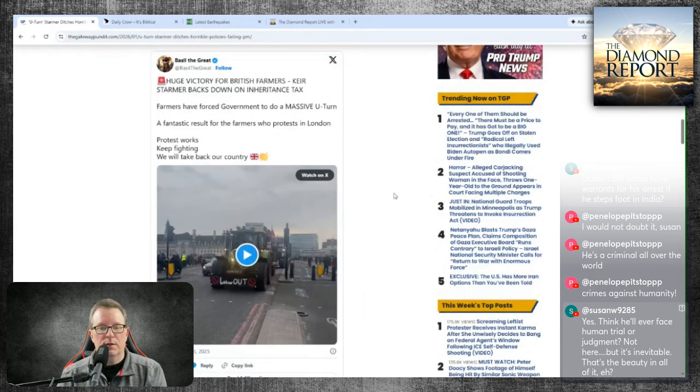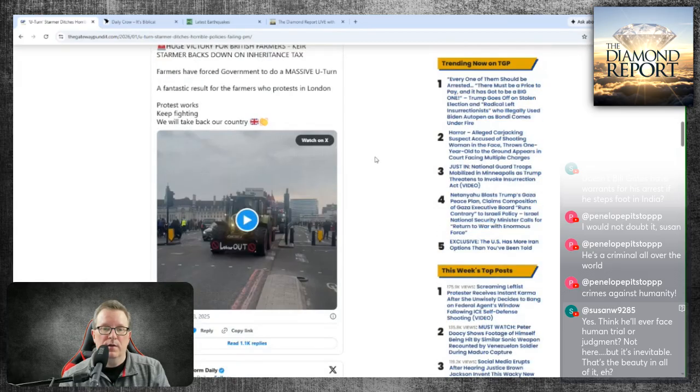So according to this tweet here, huge victory for British farmers. Keir Starmer backs down on the inheritance tax. Farmers have forced the government to do massive U-turn. A fantastic result for the farmers who protest in London. Protest works. Keep fighting. We will take back our country.